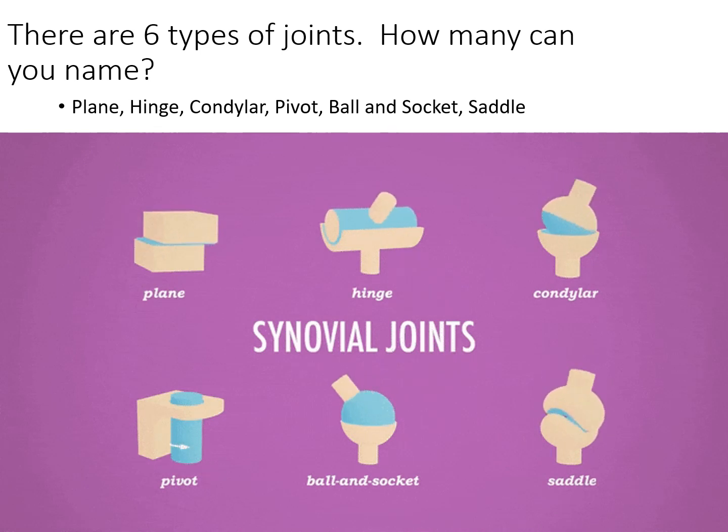Ball and socket joint, in the body there are only two. One's your hip and one's your shoulder. And then we have saddle joint. A saddle joint literally looks like that. It's a joint at the base of your thumb. An example of that is the joint between the first metacarpal and the trapezium. So there we go. So there's your six different types of joints in the body.